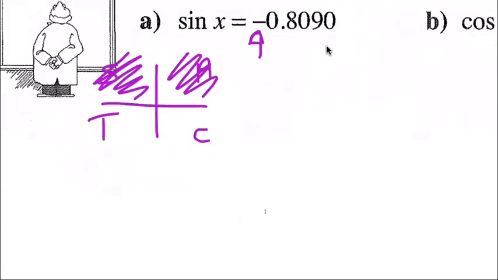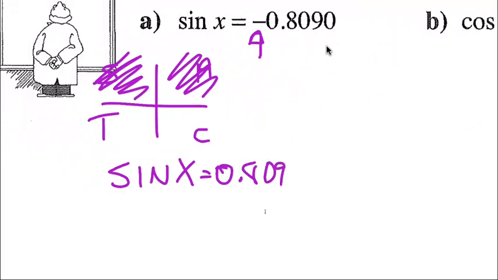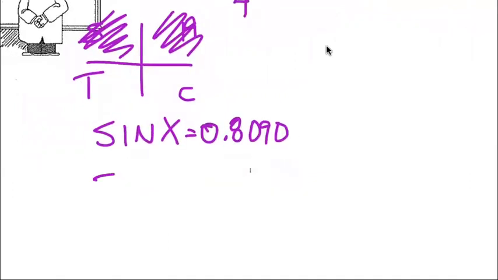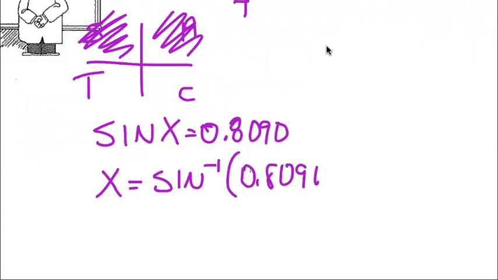So to determine the reference angle, I go sine of x is equal to 0.8090. That's supposed to be an 8. Remember, we're finding it for the absolute value, the positive value, which means x is equal to the inverse function of sine of 0.8090, which is equal to 54 degrees. That means my reference angle is 54 degrees.